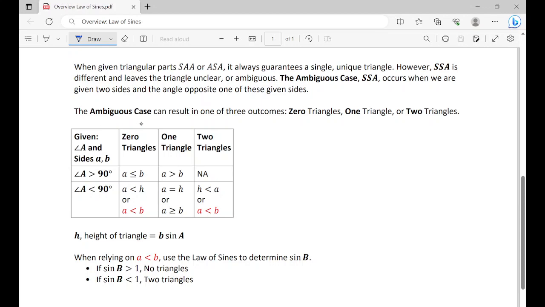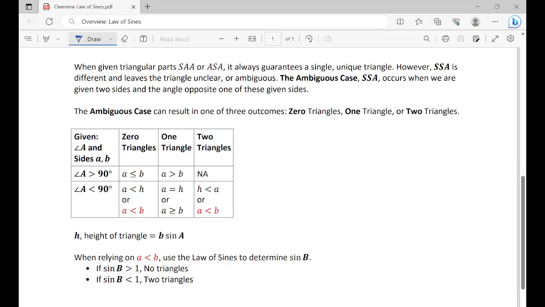So the hard part is this. When you have the ambiguous case, you can actually have 3 different outcomes. You could have 0 triangles, 1 triangle, or 2 triangles. And the way you can tell is you can use this table here to see which one you would have. I'll go over how to figure out which one of these you'll get in some videos in the future.